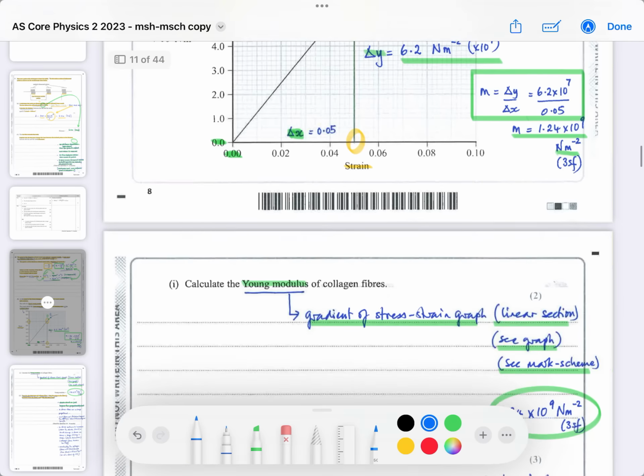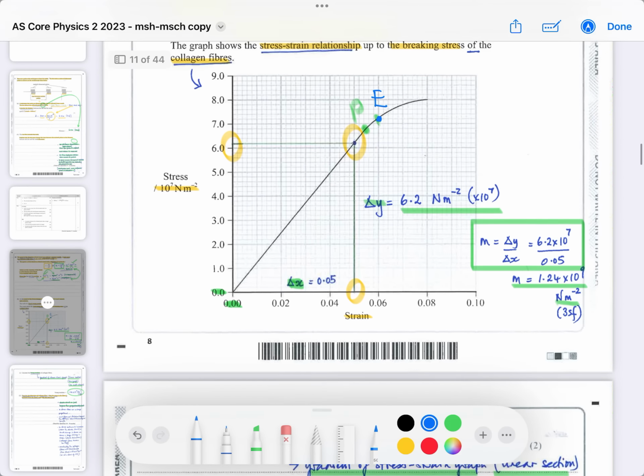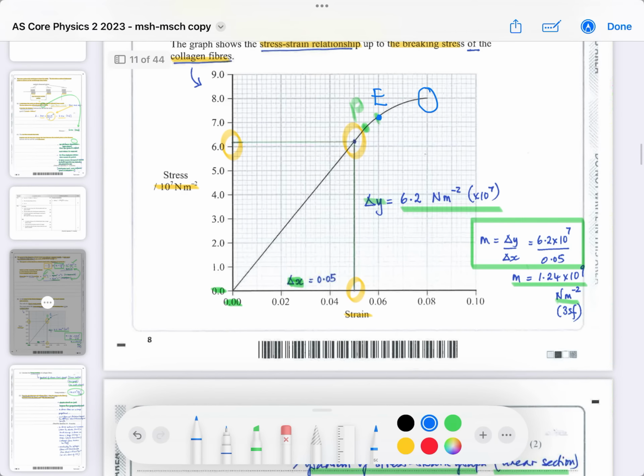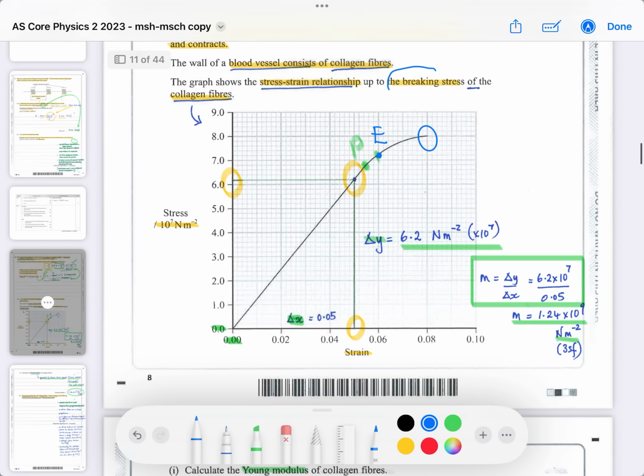Okay? So they want to know what happens from the elastic limit to the breaking point. The question talks about that's the ultimate tensile stress. So the breaking stress is this point here. Okay?